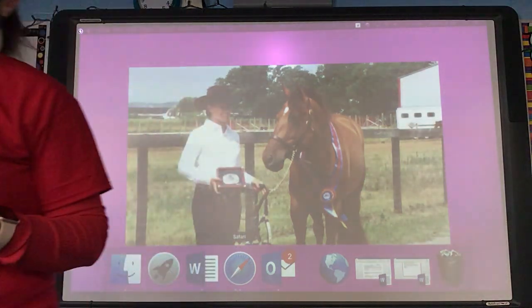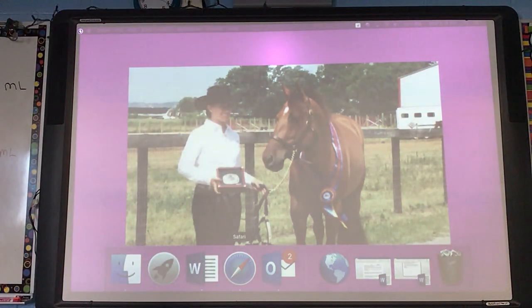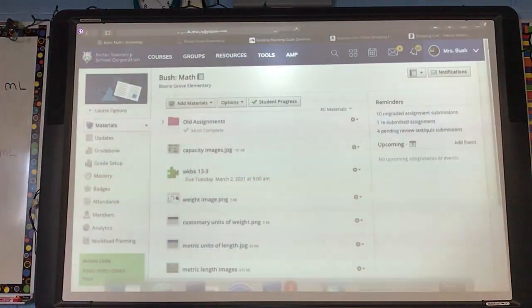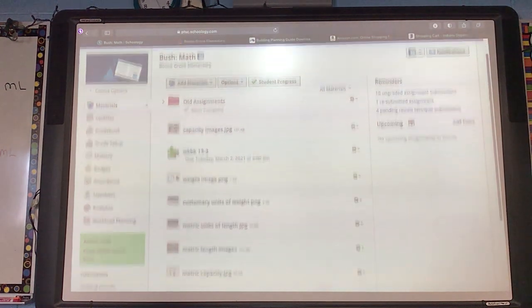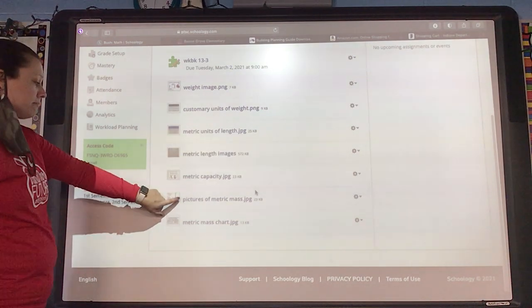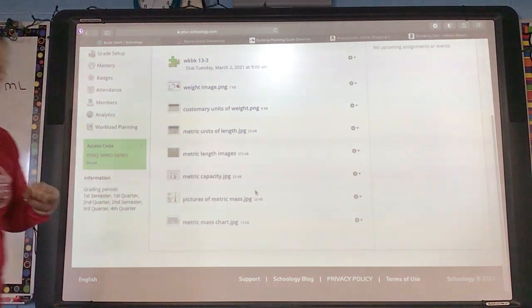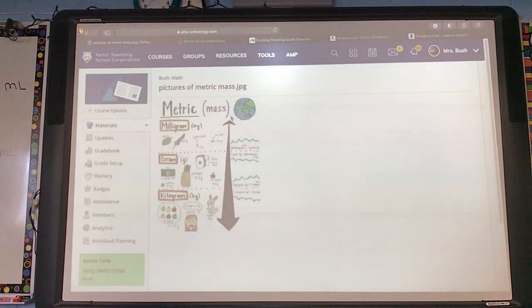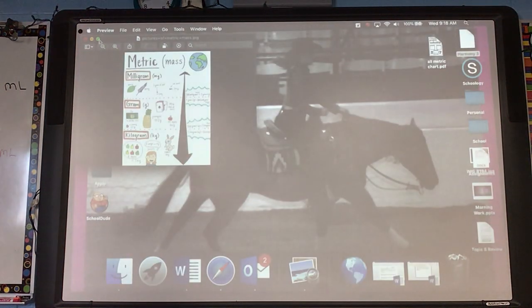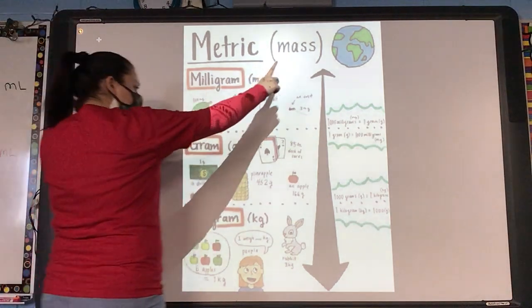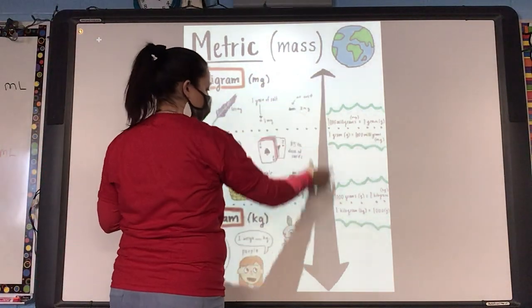All right. Today on Schoology, you need to save, if you scroll down, there are two. One that says pictures of metric mass and one that says metric mass chart. Our pictures of metric mass is going to show from smallest to biggest, starting at the top and going down. Notice the arrow, little to big here.